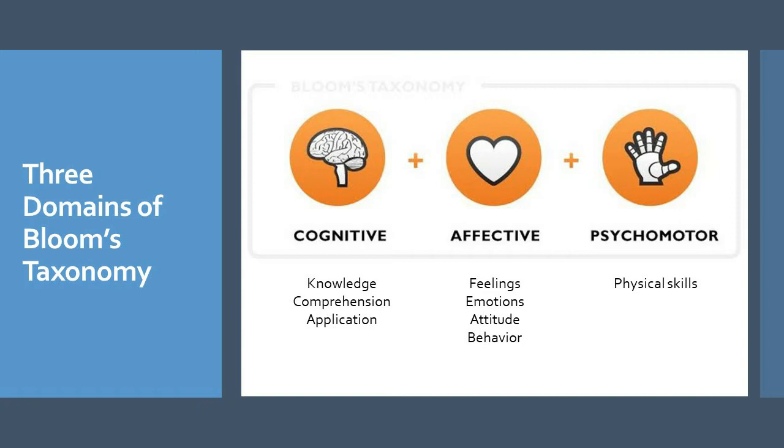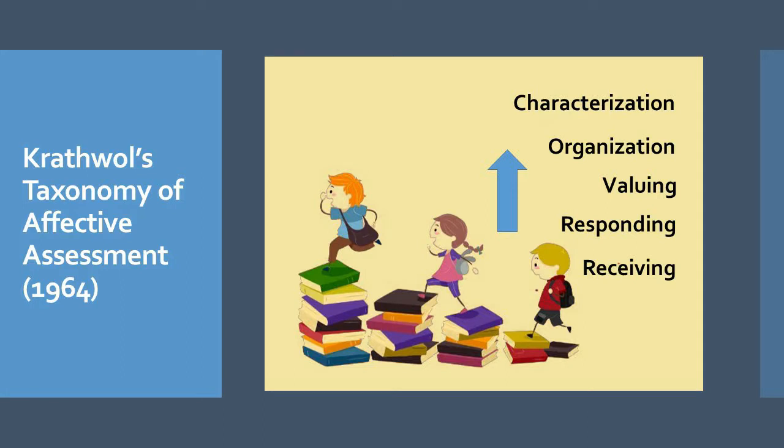Even a recent study reveals that one's attitude is a better predictor of success than IQ. This shows how really important attitude is. Hall 1964 proposed 5 levels of taxonomy for affective assessment, namely receiving, responding, valuing, organization, and characterization. I will explain them one by one.